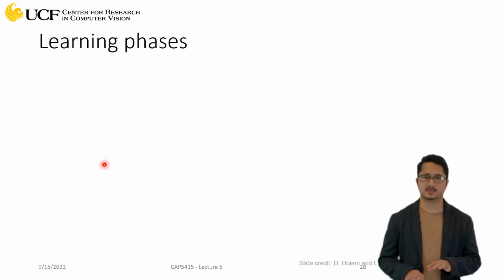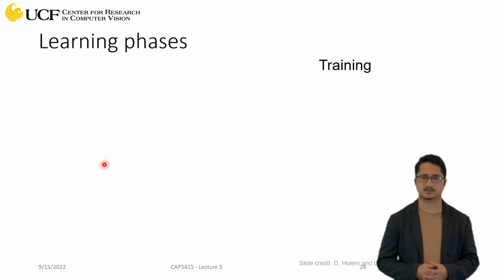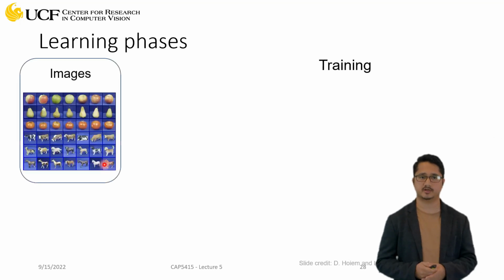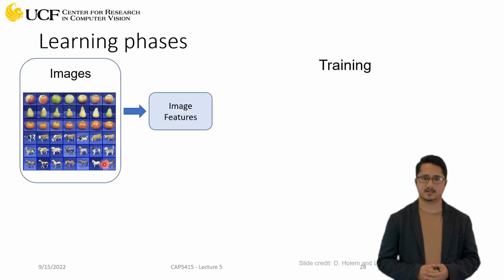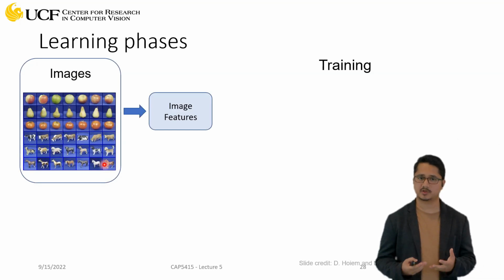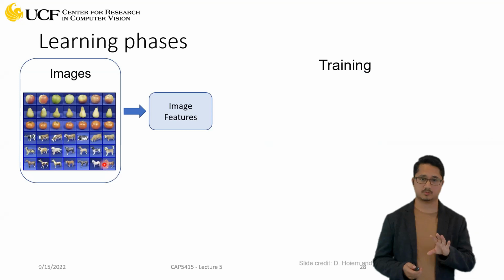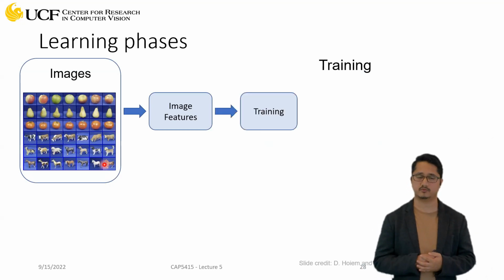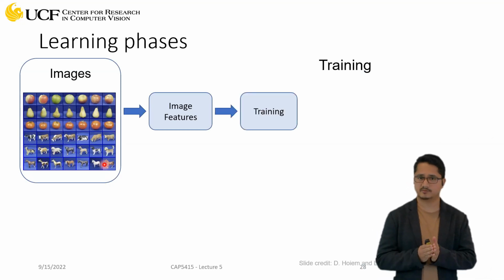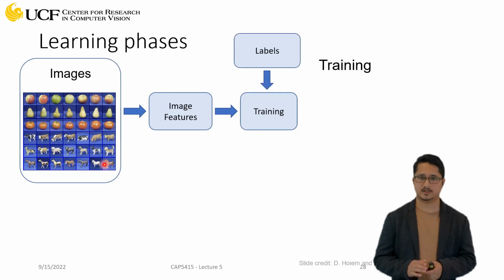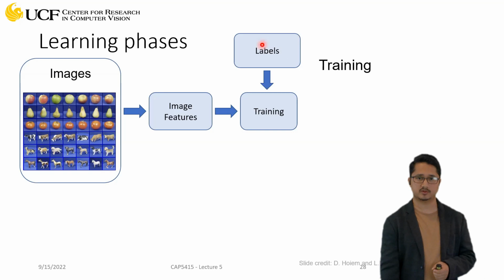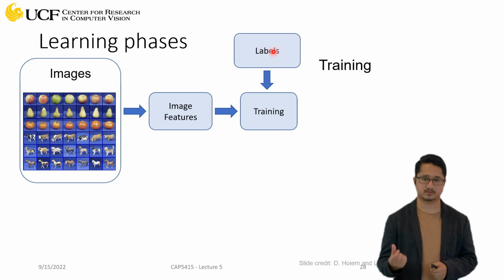Now let's try to understand the different learning phases when we are training those models on the training data. These will be your training images, and you will extract some kind of features from these images. We'll talk about how to extract those features. Don't worry about that right now. Once you have those features, you will train your model. That's called model training. The way you train your model is you need some kind of labels, and that's also called ground truth, which will help you in training your model.